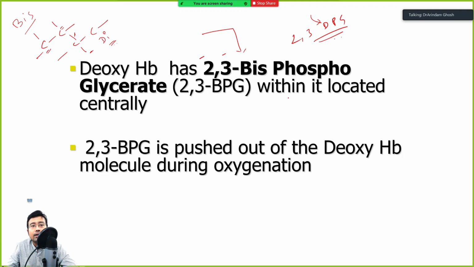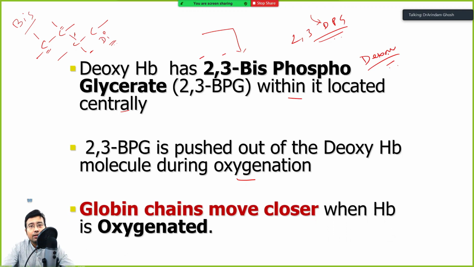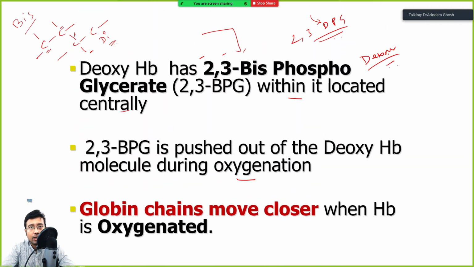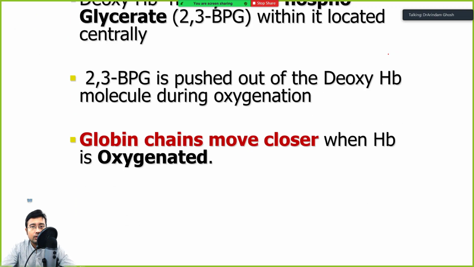2,3-BPG is located centrally. However, it is pushed out of the deoxyhemoglobin molecule during oxygenation. So 2,3-BPG is present in the deoxygenated molecule, and during oxygenation, this molecule is pushed out. Why? Because during oxygenation, the globin chains are moving closer to each other. I'll show you the diagram. Don't panic.